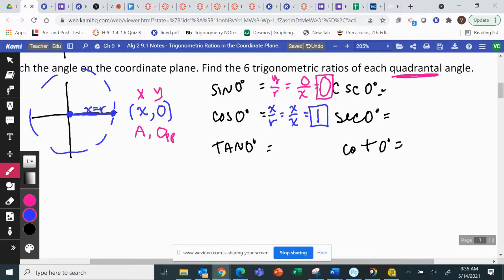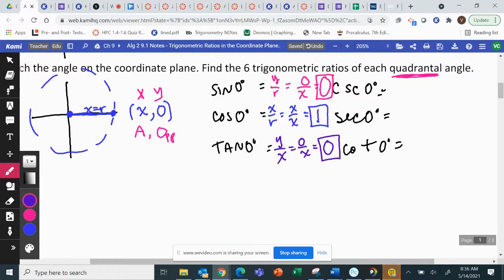Tangent of 0 degrees. Tangent is y over x. So I need the y value, which I get from the ordered pair, 0, and I need the x value, which I get from the ordered pair, x. 0 over x is 0. See, these are not going to be complicated numbers. My answers were zeros and ones. Now we're going to flip them.